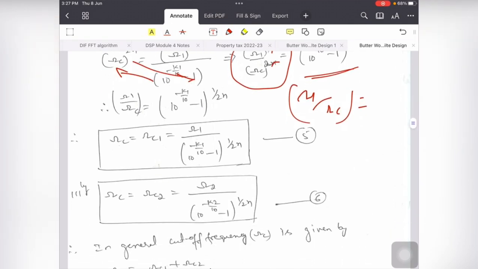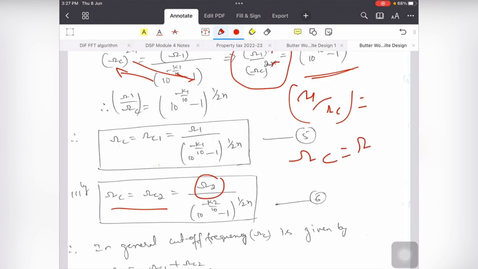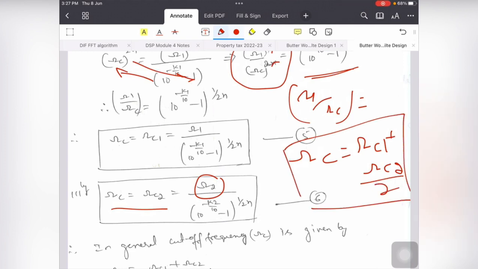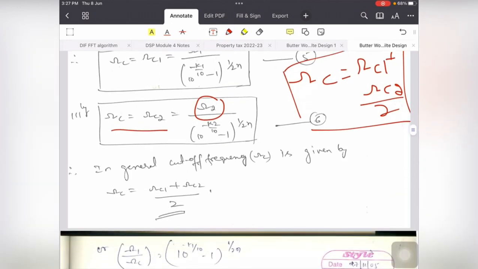Similarly, replacing omega c as omega c2, we will get omega c2 equal to omega 2 divided by (10^(-k2/10) - 1) whole power 1 by 2n. Then what is my cutoff frequency? Omega c equals (omega c1 plus omega c2) divided by 2. This is the cutoff frequency omega c for the given low pass Butterworth filter.